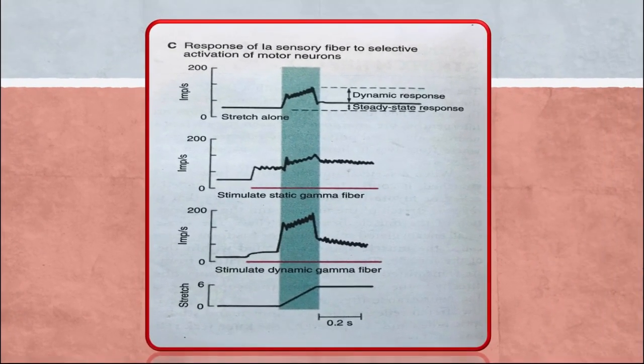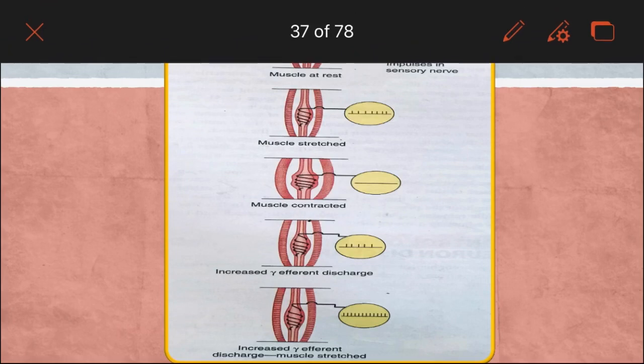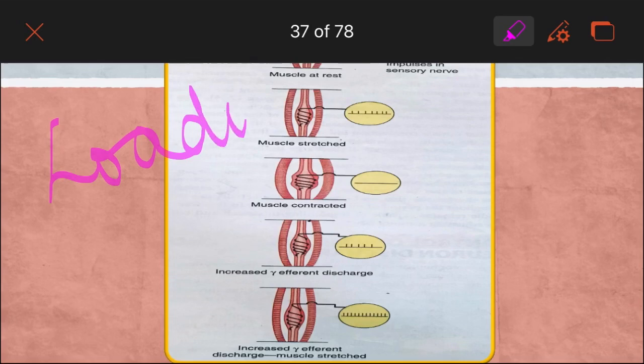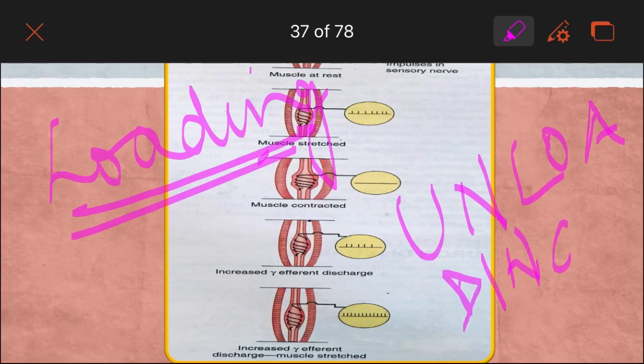Now, the second part is, say if we look at this diagram, the muscle spindle, there will be two terms used quite often. One is called loading of the muscle, and the second term will be unloading of the muscle spindle. So, what is loading and what is unloading?